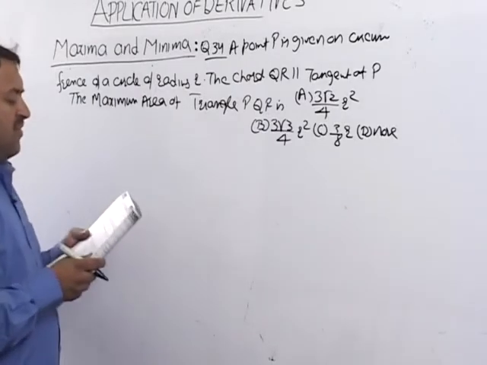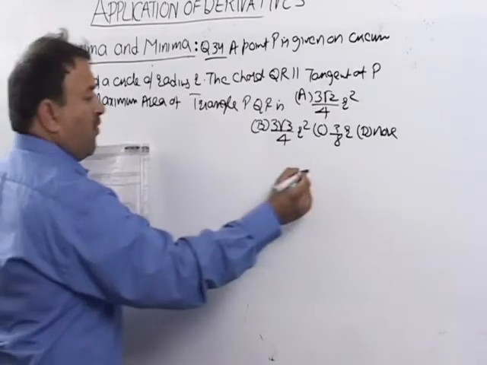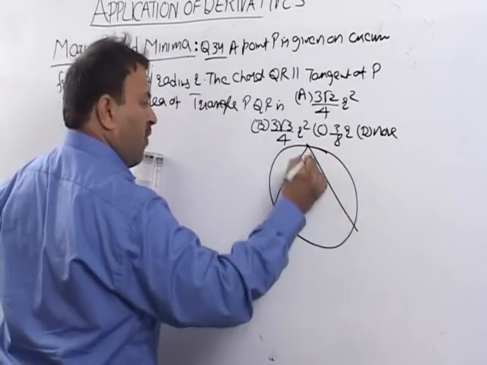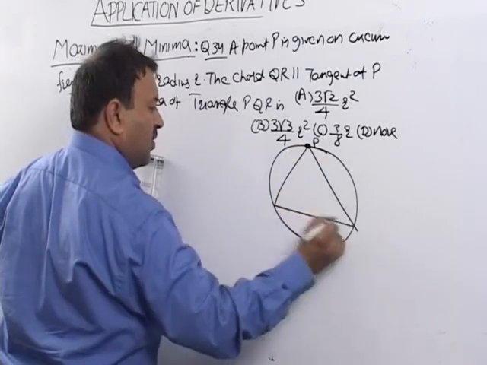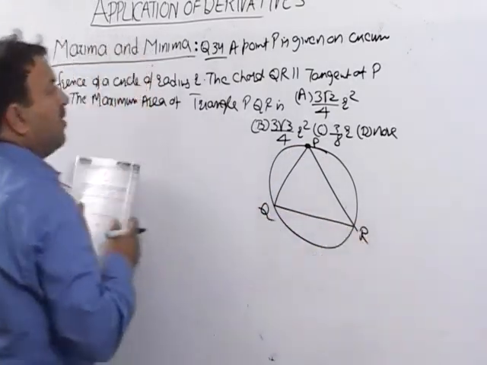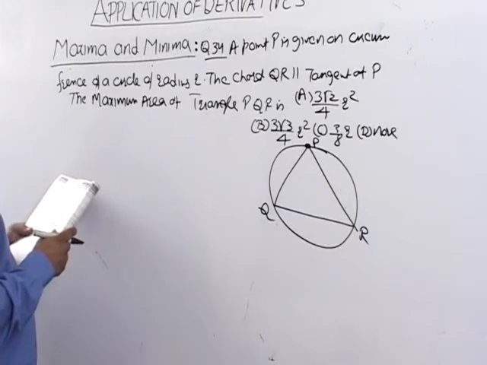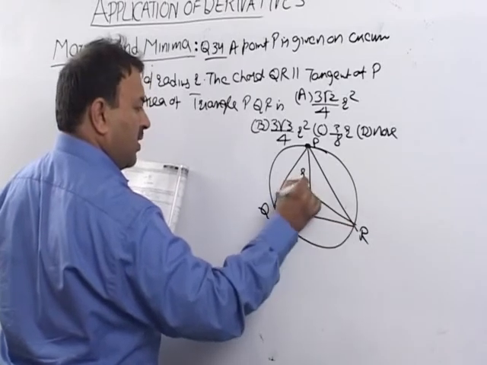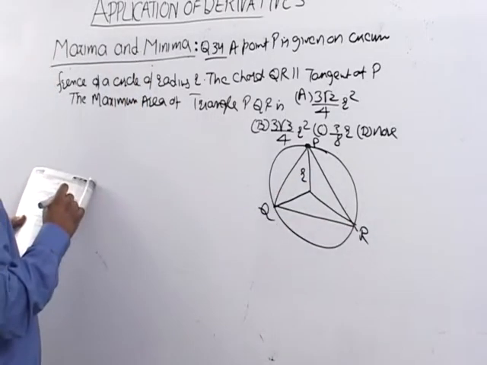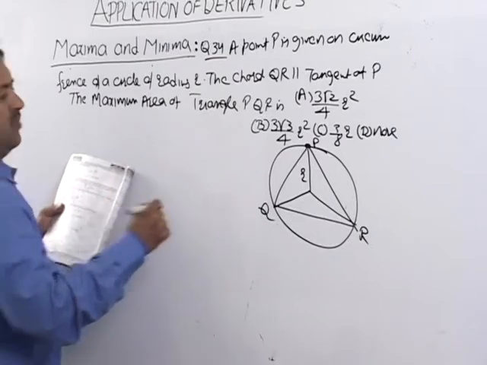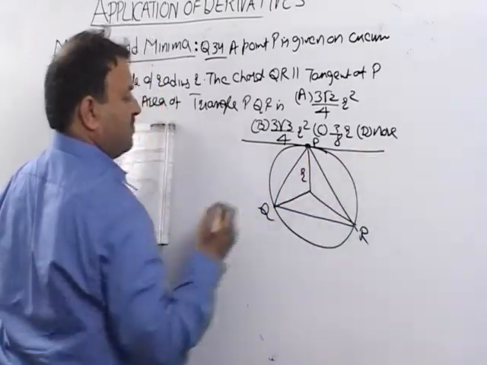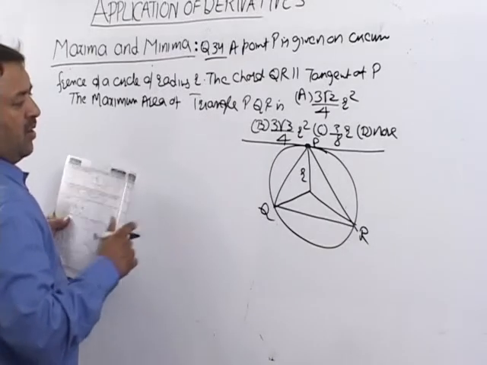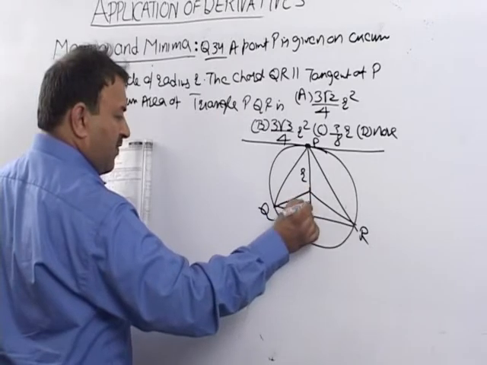So a point P is given on a circumference. I just draw one circle over here, and on it I mark P, Q, R. A point P is given on the circumference of a circle of radius R. This is a circle whose radius is given to be R. The chord QR is parallel to the tangent at P. We want the maximum area of triangle PQR. Now this is the area.